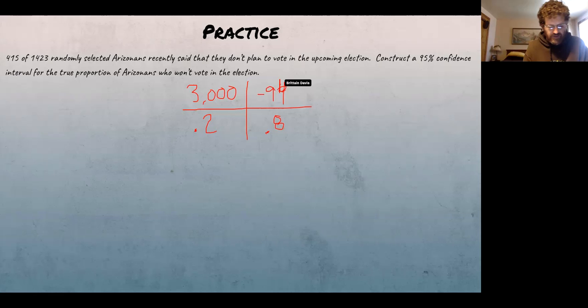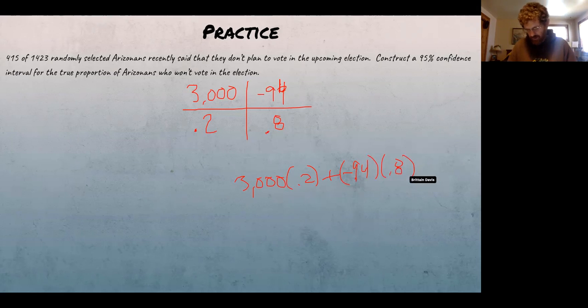So we can find our expected value. We can do that real quick. Let's see, 3,000 times 0.2 plus negative 94 times 0.8. Oh man, this is looking pretty promising.